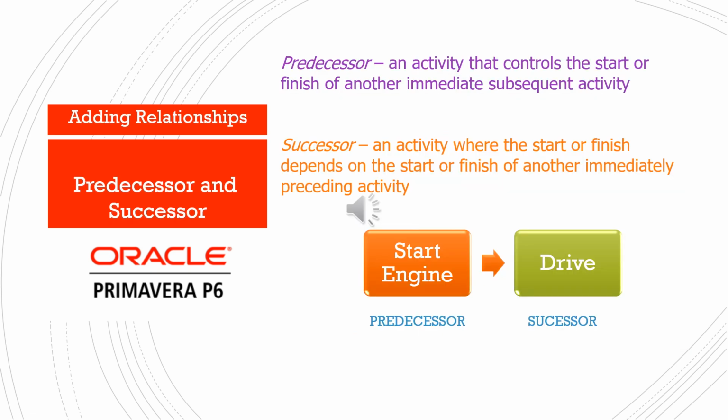Adding relationships, predecessor and successor. Predecessor: an activity that controls the start or finish of another immediate subsequent activity. Successor: an activity where the start or finish depends on the start or finish of another immediately preceding activity. Like start engine is the predecessor, drive is the successor.